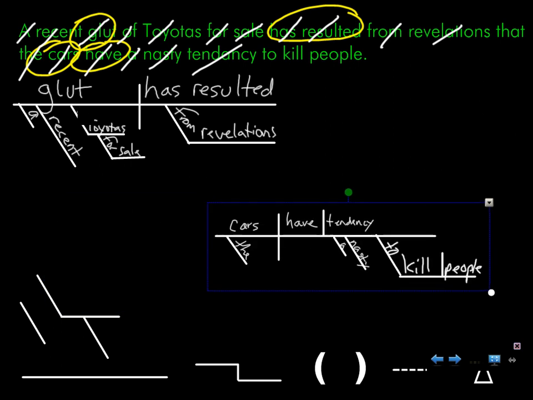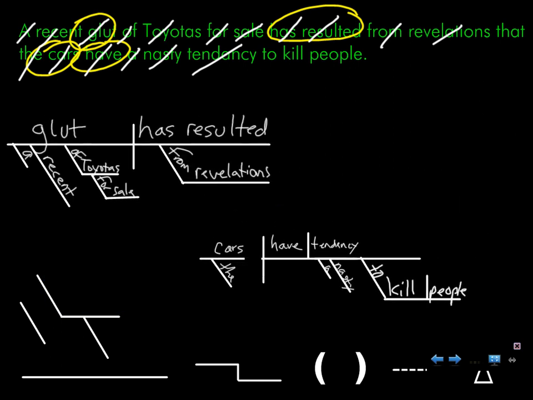All right, we've got one clause. We've got two clauses. We have the word that. What's the relationship between the first clause and the second clause, or vice versa, between the second and the first? What about glut in cars? Is cars, the cars have a nasty tendency to kill people, describing glut? If it were, then that would be connected.